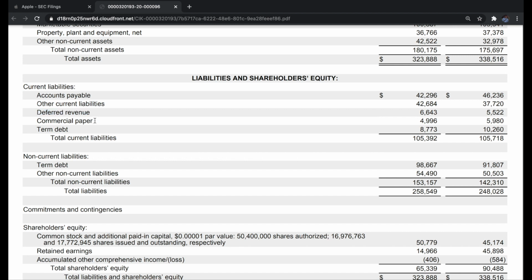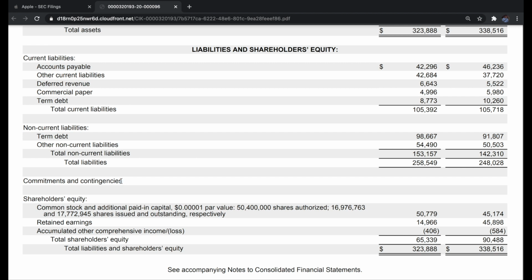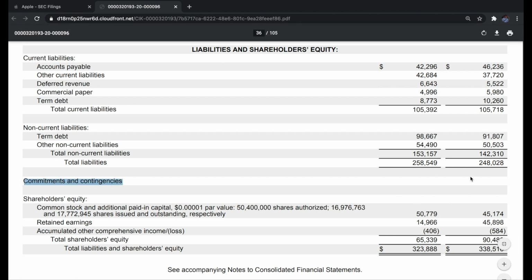Also, talking about commercial debts, it is a financial short-term instrument. In other words, it is a debt document that covers short-term expenses such as payroll, payables, and etc. So here we have the term debt on current and non-current side. And this is basically what I have been mentioning, and other long-term debts. Commitment and contingency. Sometimes there is no amount, sometimes there is. In our case, there is no amount.